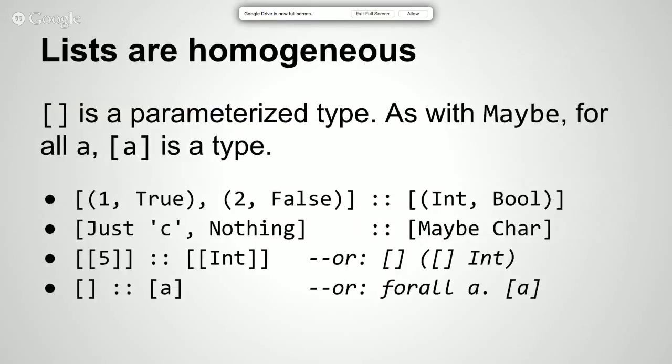Lists are homogeneous. Because list is a parameterized type, for every A, there's a list of A type. And the requirement is that everything in that list has to be in that type. You can't mix types in a list. So up there we have a list of int bool pairs, a list of maybe chars, a list of list events, and finally the empty list is going to be list of A for any A.